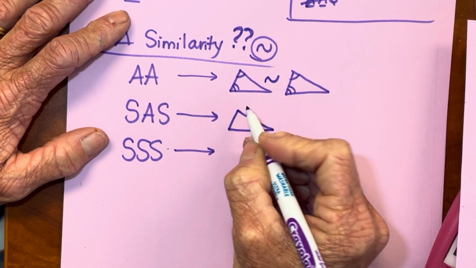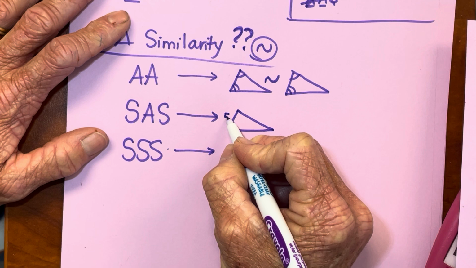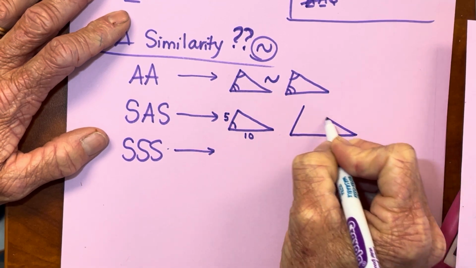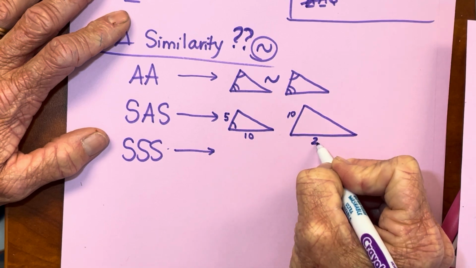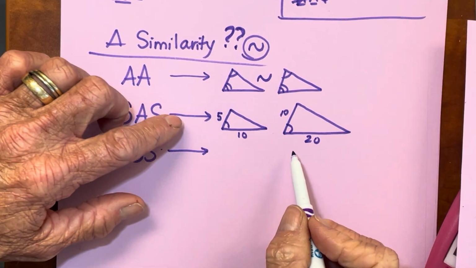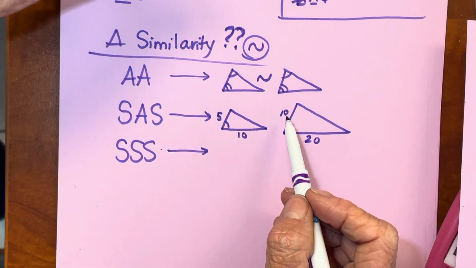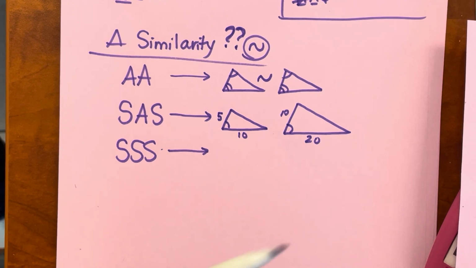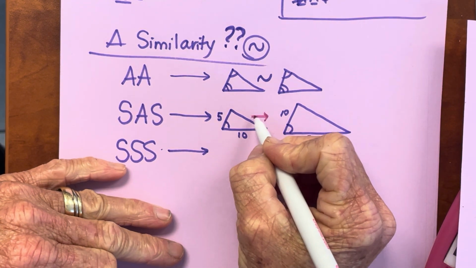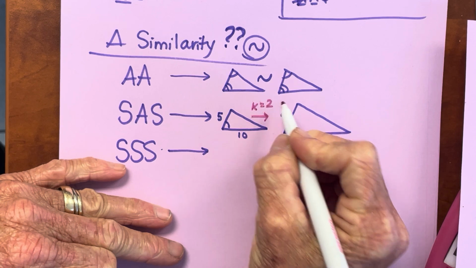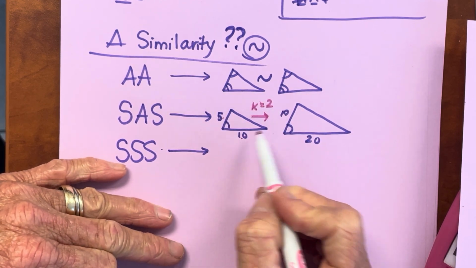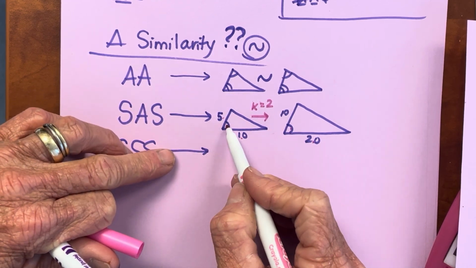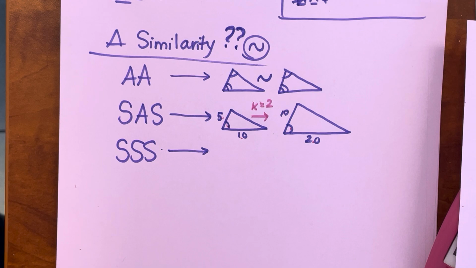Side, angle, side, let's stick with some easy numbers. Let's do 5 and 10. And then in this triangle, let's say this side is 10 and 20. So I definitely have a pair of proportional sides because there's a scale factor. If I go in this direction, k is equal to 2. 5 times 2 gives me 10, 10 times 2 gives me 20. So those pairs of sides are proportional and the angle that falls between them is congruent.